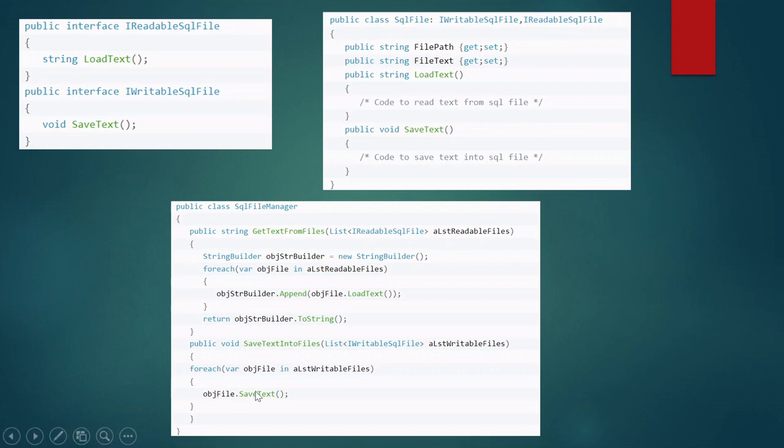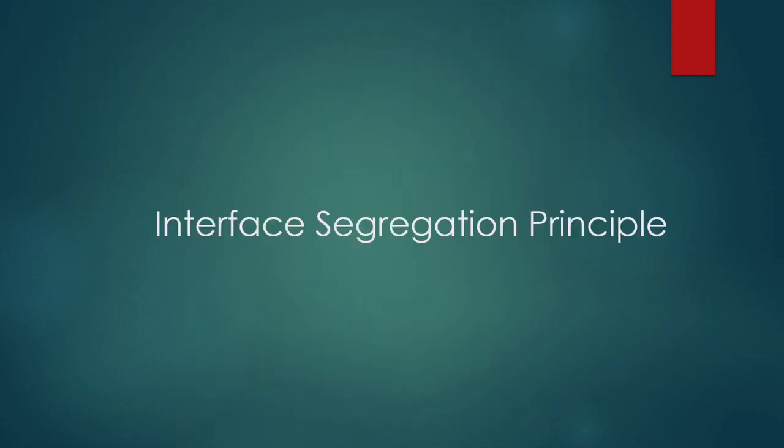Now in every case, we will be able to do this. Only if we implement the iWritable SQL file do we have this kind of method. So it will not throw any exception over here, and we don't need to write any if condition. Now we will see what the interface segregation principle is.